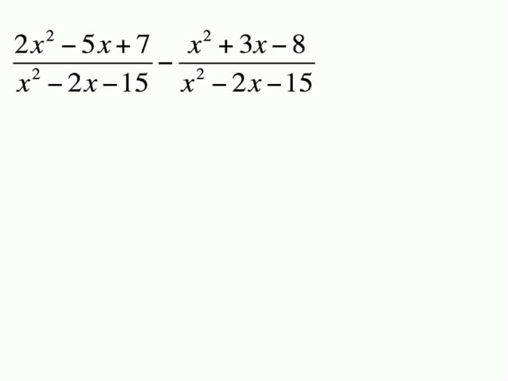All right, if you remember, if you have something like this, what you do is you add the tops and then leave the bottom. And that's pretty much all you do if you have a common denominator. Now, if you look at these denominators, they are exactly the same.